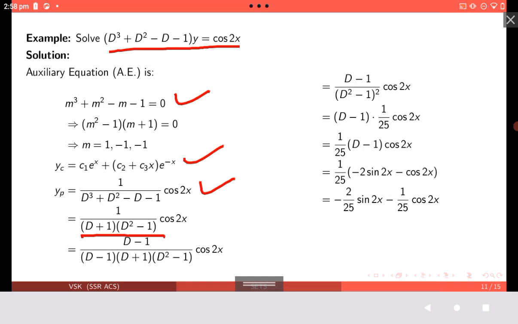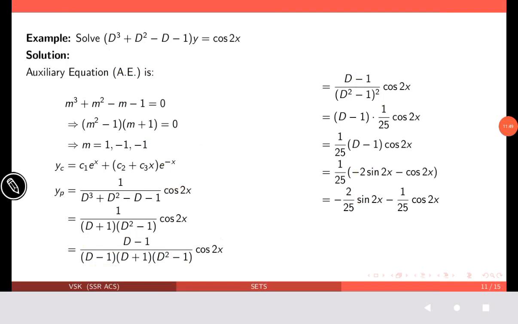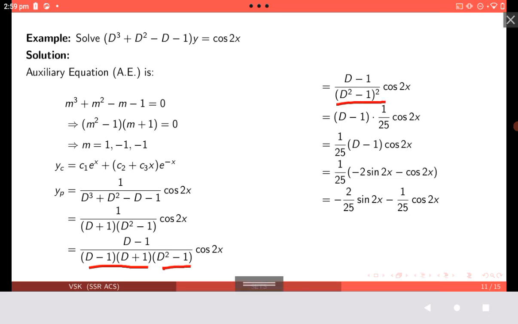Now here, note that we have multiplied the whole expression with D minus 1 in the numerator and denominator. Why is this so? Because in the denominator it becomes D minus 1 and these two together again become D square minus 1. So D square minus 1 and D square minus 1 become D square minus 1 to the power 2, and D minus 1 is in the numerator.